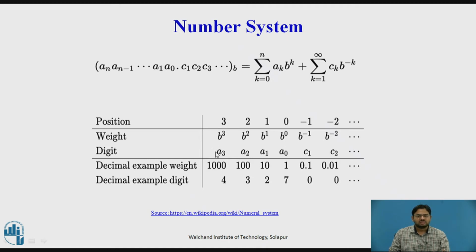And these are the digits A3, A2, A1, A0, C1, C2. C1, C2 are the fractional digits. A0, A1, A2, A3 are the digits before the decimal point, also called the mantissa part. So you can represent any number system by using this notation.